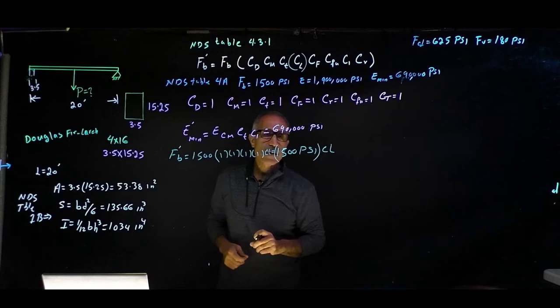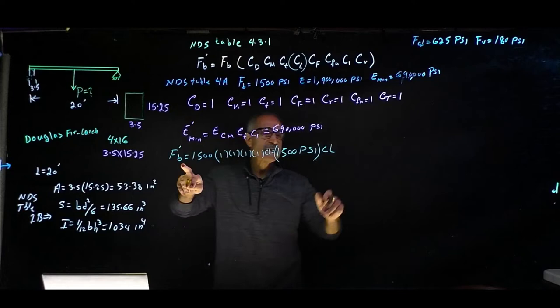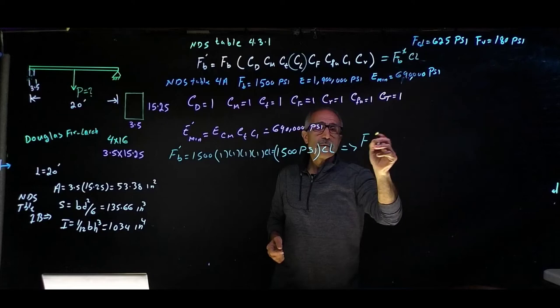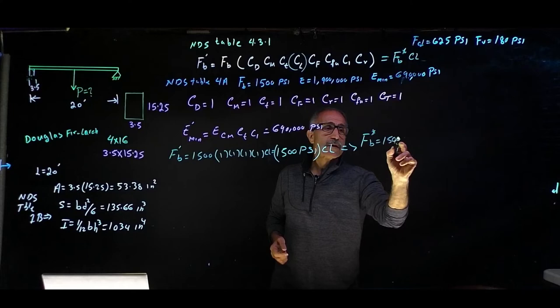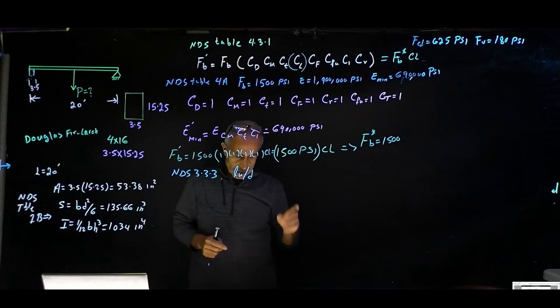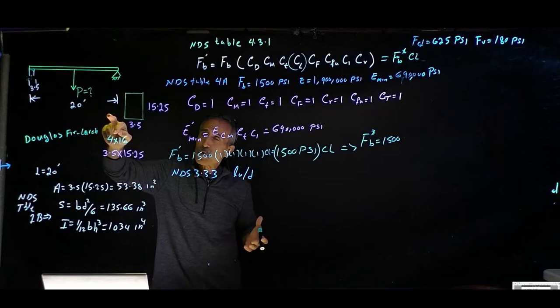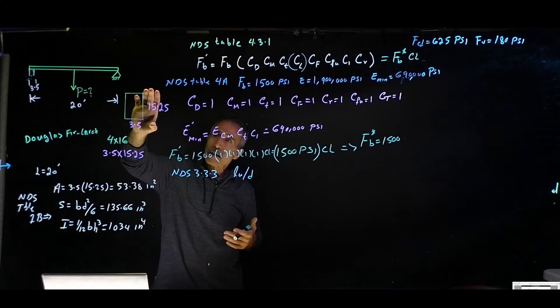We can usually call this F prime B equals F star B times CL, so that's all of this multiplied together except for CL. Based on here, our F star B comes out to 1,500. So going to the code book, section 3.3.3, it says you have to worry about the ratio of your unbraced length. This beam is only braced on both ends, so the unbraced length is about 20 feet, or 240 inches if you convert to inches. And they want that ratio over the depth of the beam itself. Then you take that ratio to the code book.